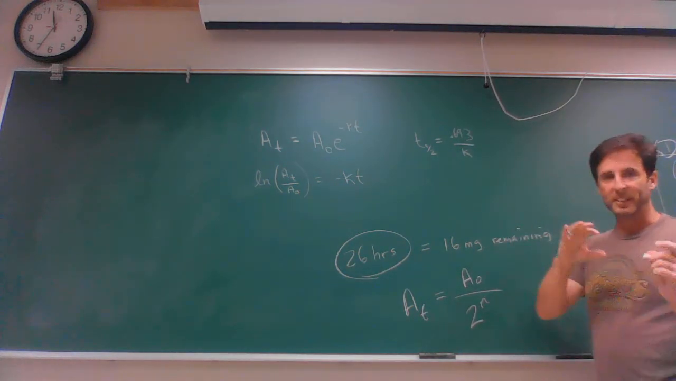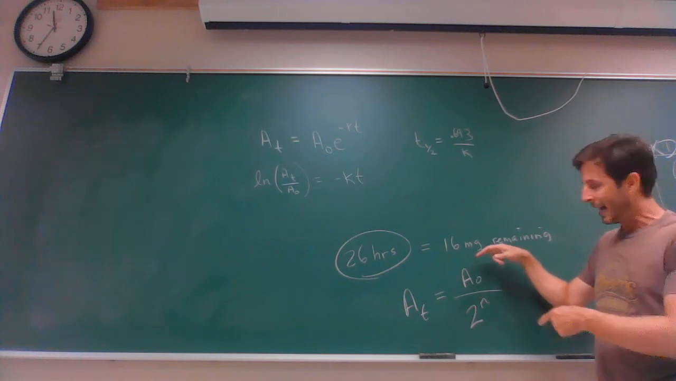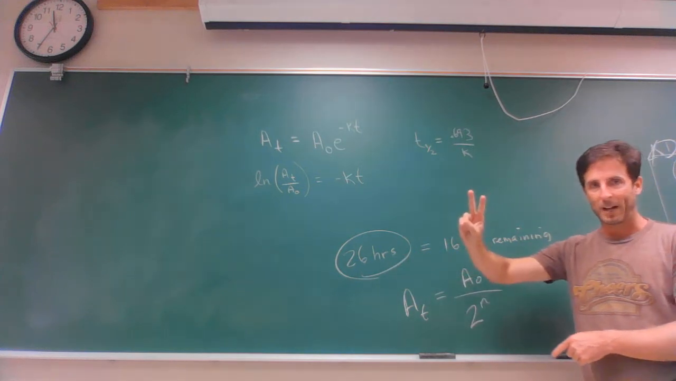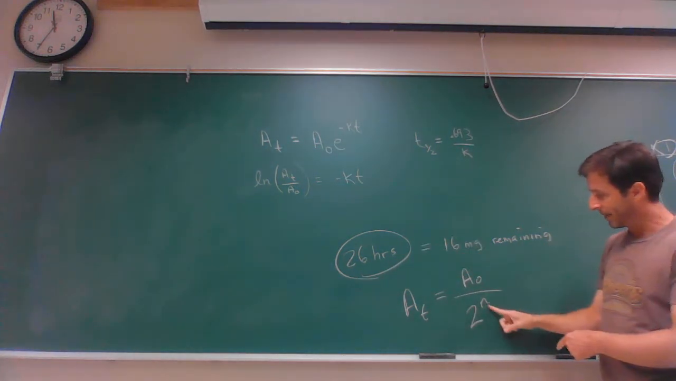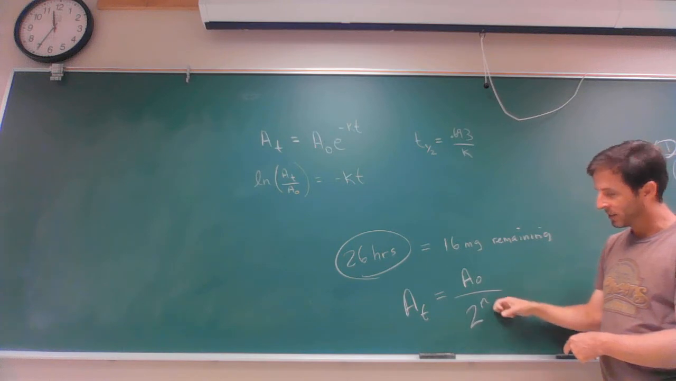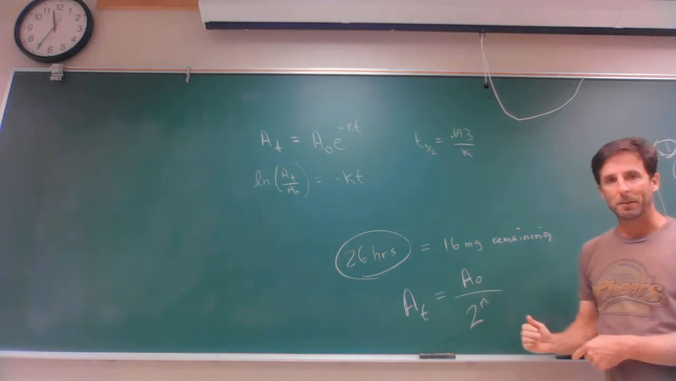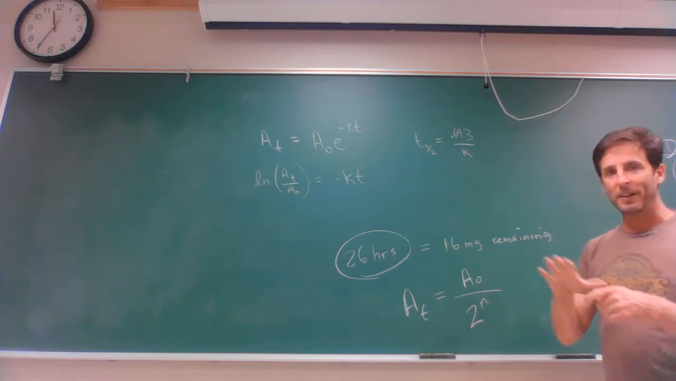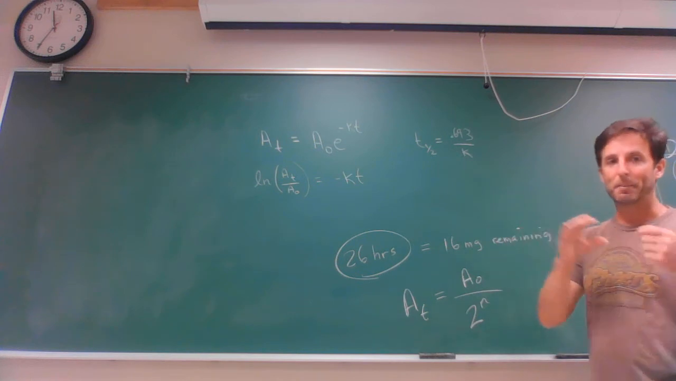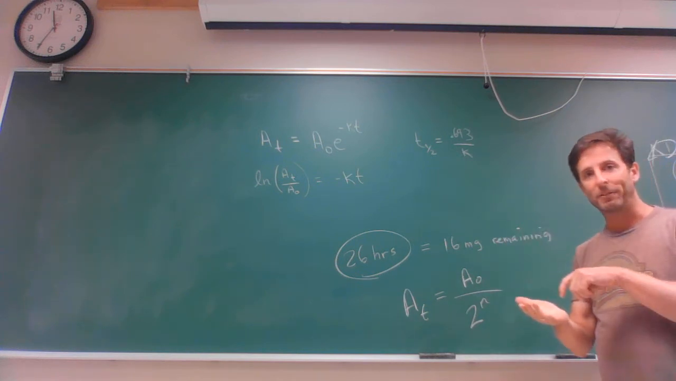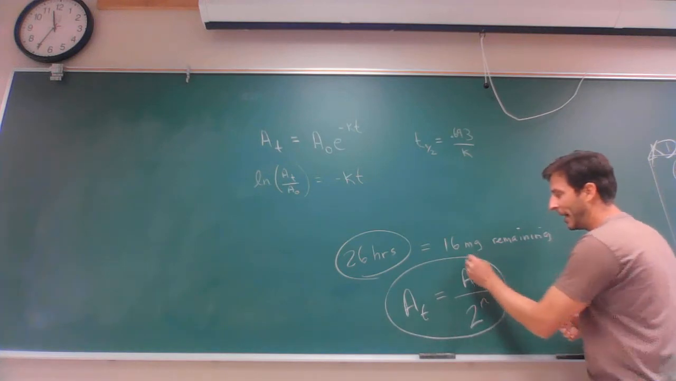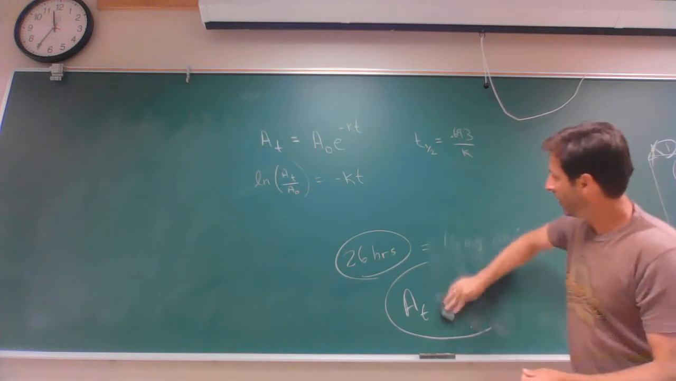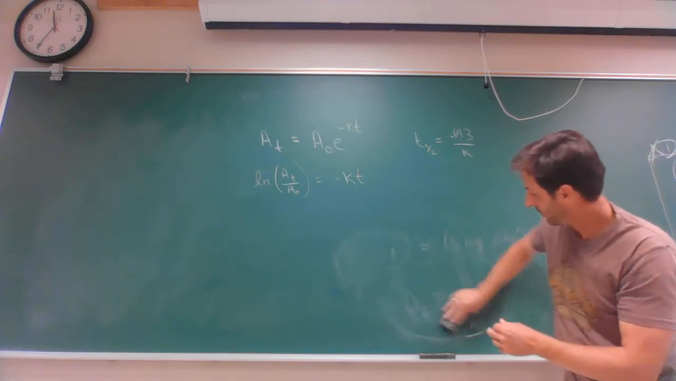So if I start out with 64 milligrams, that's A0. I can divide by 2 raised to the n. 26 hours is 2 half-lives, so n equals 2. I can plug that in right here. 64 divided by 2 to the second, which will give me 16 milligrams. That's the math that we could do. Okay? So when the amount of time that's passed is a multiple of the half-life, then we can use this equation and do more simple math. If it's a little harder, then we're going to have to use the equation up above.